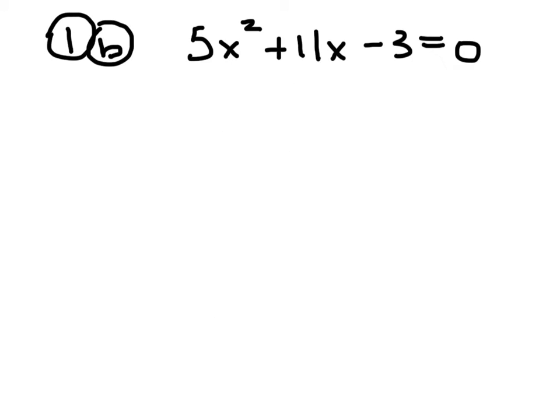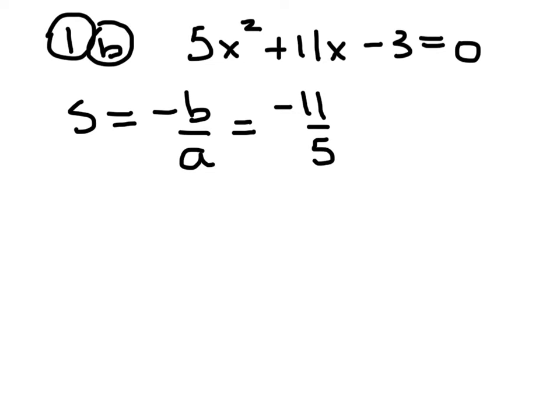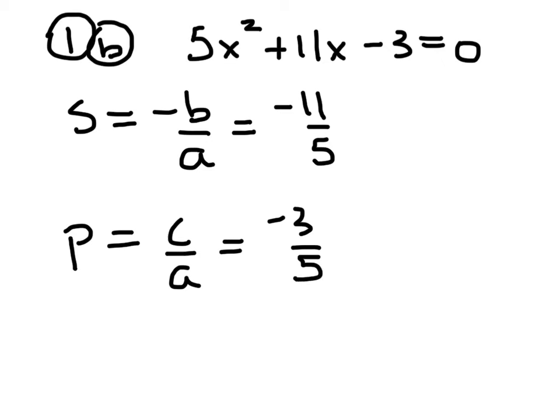We have a formula for the sum of the roots. It's negative b divided by a. In this example, that would be negative 11 divided by 5. The formula for the product of the roots is c over a, which in this example would be negative 3 divided by 5.